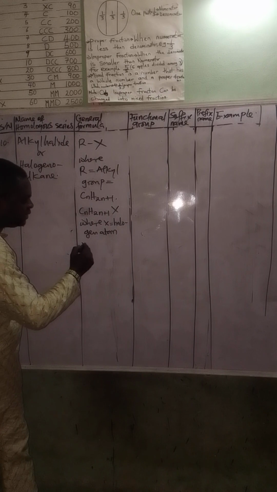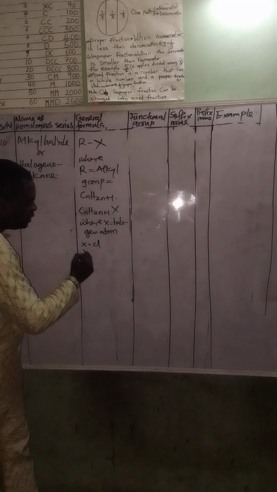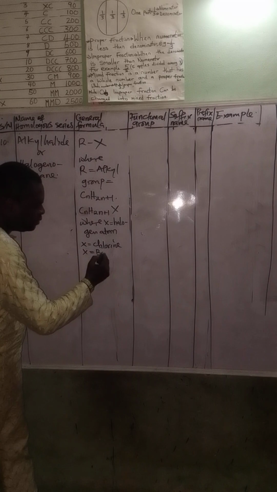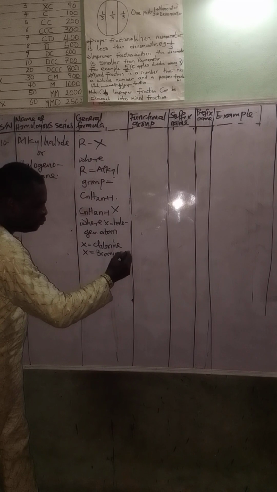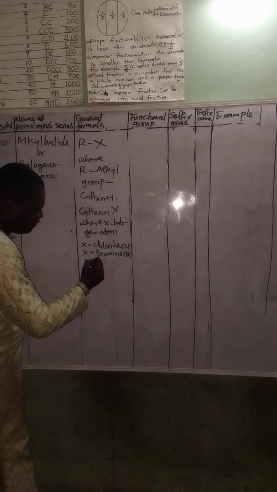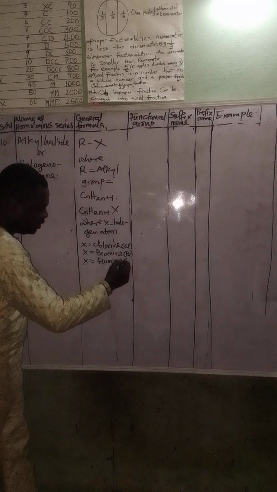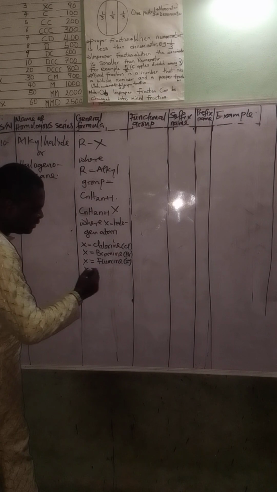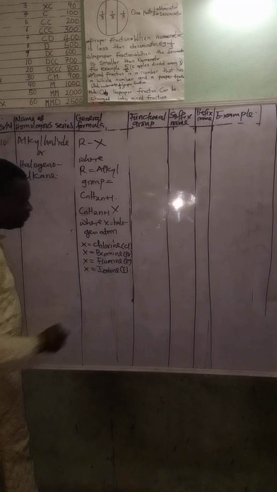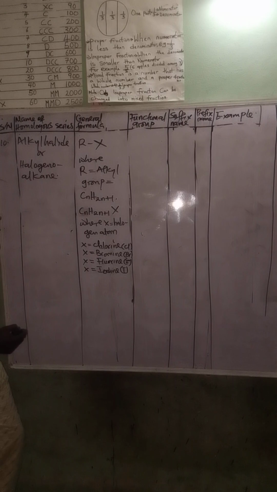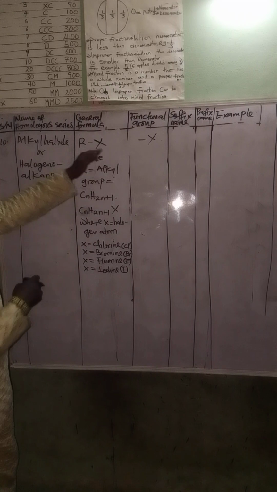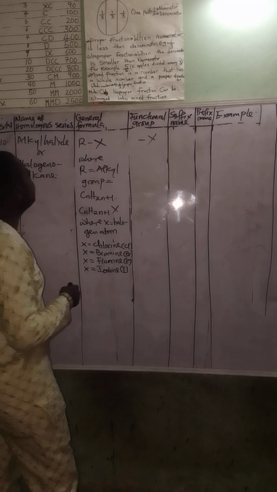So it means X can be chlorine, X can be bromine, Br, chlorine Cl. It can be fluorine, F. And X can be what? Iodine, I. Now, the functional group is just X. When you remove the alkyl group, the remaining thing you have is the functional group. Then the suffix name is what?